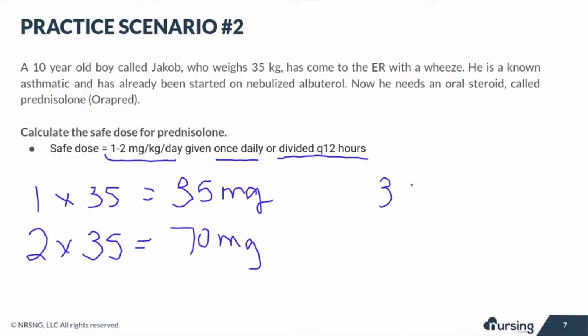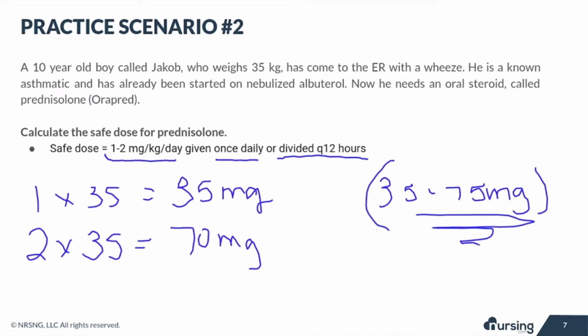between 35 and 75 milligrams in a day, in a 24-hour period. That is his safe dose range there. If you're going to calculate how many he can have, if you're giving it BID, you would just divide the dose by 2, and that's going to give you your safe range for Jacob.